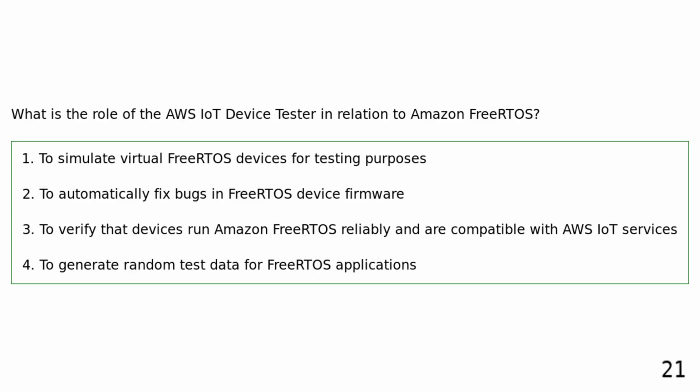What is the role of the AWS IoT Device Tester in relation to Amazon FreeRTOS? To simulate virtual FreeRTOS devices for testing purposes. To automatically fix bugs in FreeRTOS device firmware. To verify that devices run Amazon FreeRTOS reliably and are compatible with AWS IoT services. To generate random test data for FreeRTOS applications.